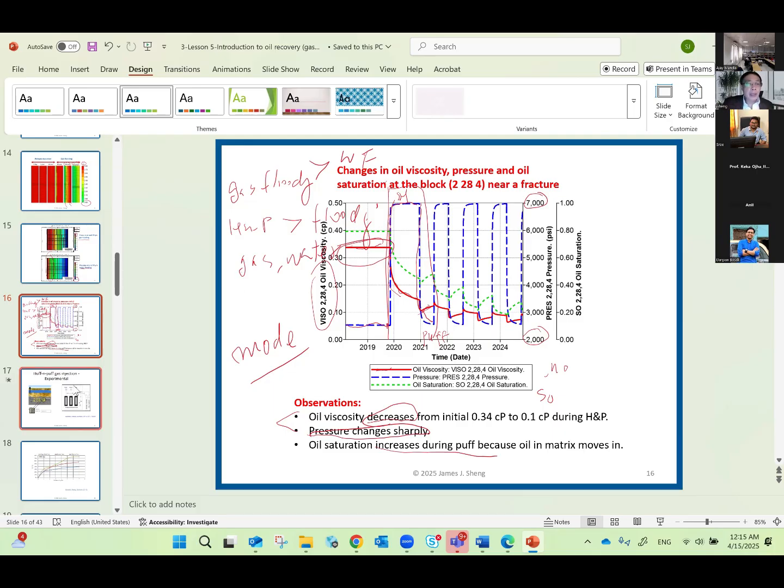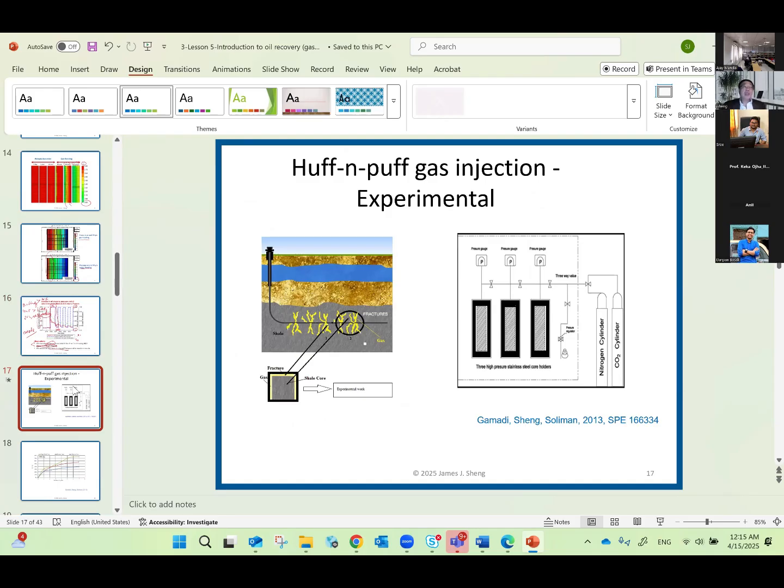Next one is, you may say simulation may not represent the reality, right? Maybe, so we need to check in lab whether it is true. Therefore, we did some experiment to check Huff-n-Puff gas injection. Okay, so here is field.